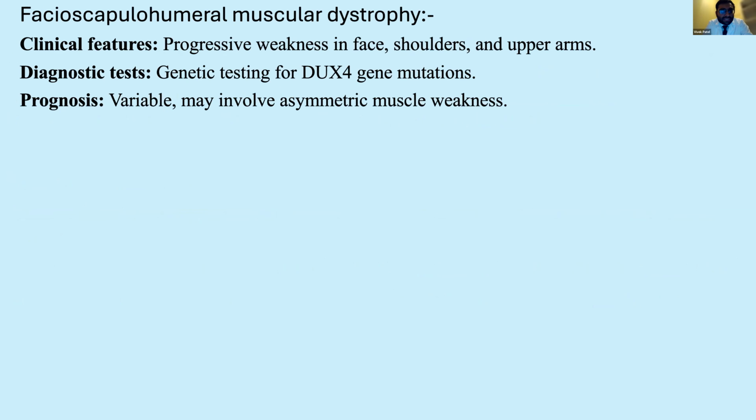Another type is facioscapulohumeral muscular dystrophy. In this, muscle weakness is seen in the face, shoulder muscles, and upper limb muscles. It is commonly tested by doing genetic testing involving DUX4 genetic mutation. Prognosis is variable, and it may involve asymmetric muscle weakness.